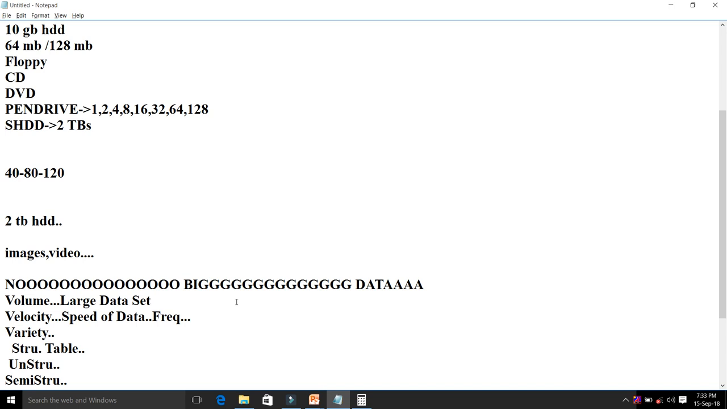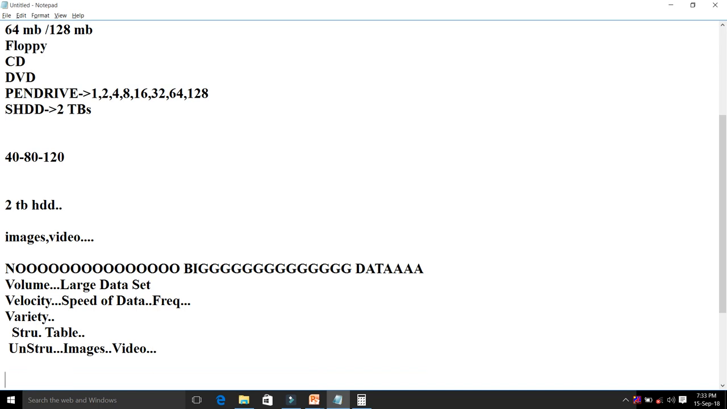Now the second one is unstructured data. Unstructured data means data which doesn't have any identity, like images and videos. This is unstructured data, because we cannot fit it into a fixed size. You have one image of 1 MB, the second image may be 5 MB, and the third image may be 15 MB, right? So this is called unstructured data.